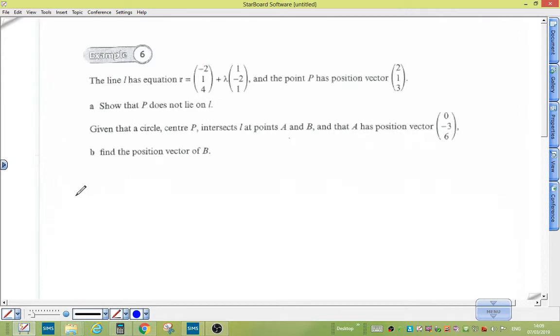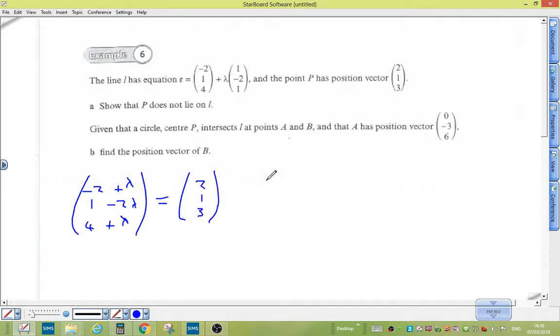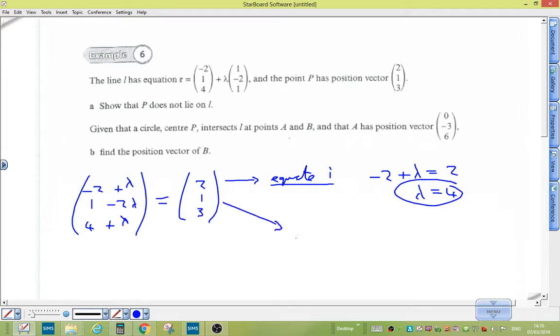Well, there you have to do this. You write minus 2 plus lambda, then 1 minus 2 lambda, and then 4 plus lambda. And you're going to show, does that equal 2, 1, 3? Well, obviously we can get it to fit the i, so you always equate. So equate i, and you end up with minus 2 plus lambda is equal to 2, therefore lambda equals 4. And then you're going to show that it doesn't work. So we've got 1 minus 2 lambda.